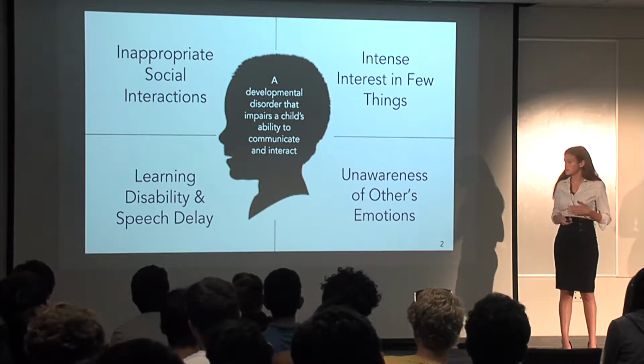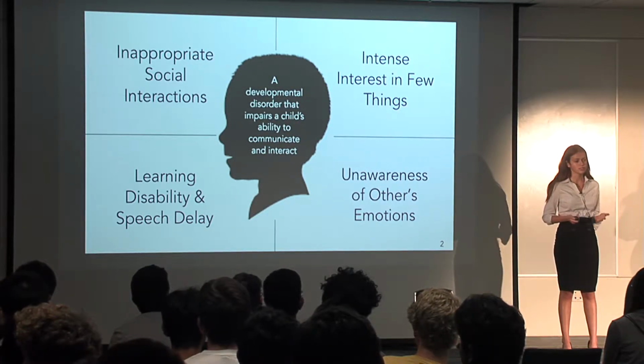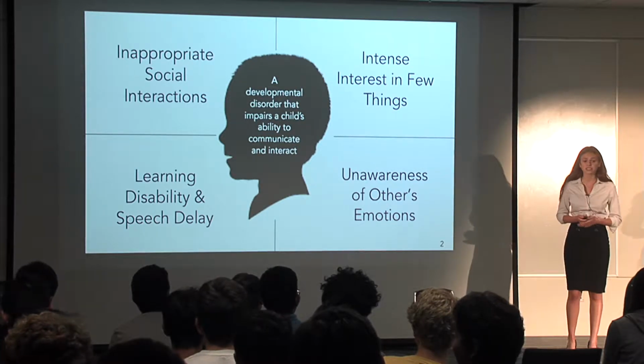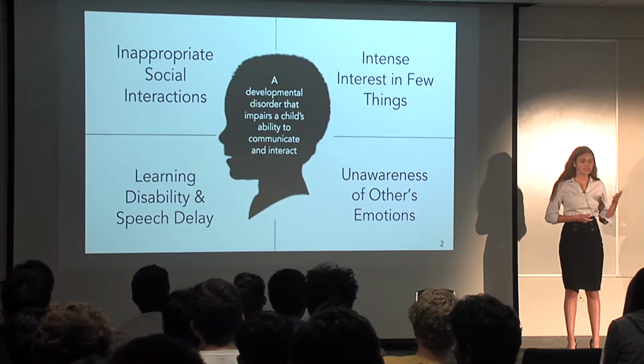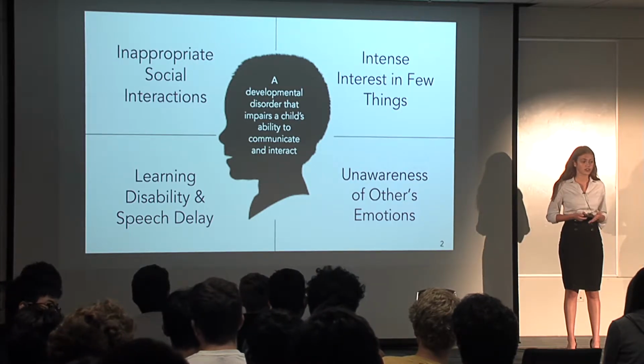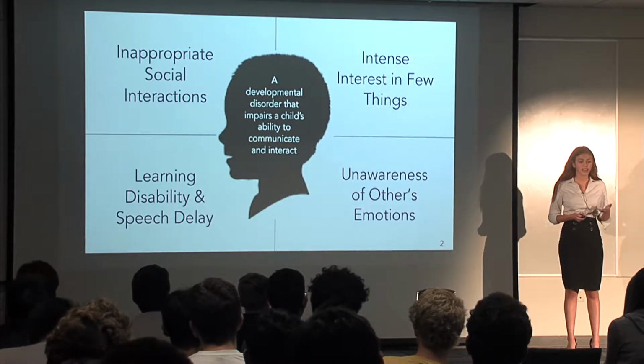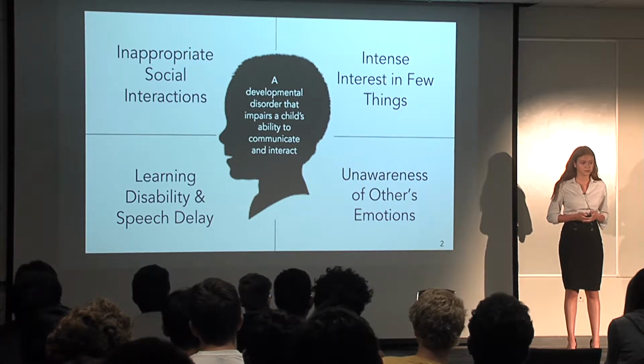The last symptom includes unawareness of others' emotions. So a child with autism might not be able to pick up on nonverbal social cues. So if they see their mom frowning with her hands on her hips, they're not going to understand that she's angry unless she explicitly says so.